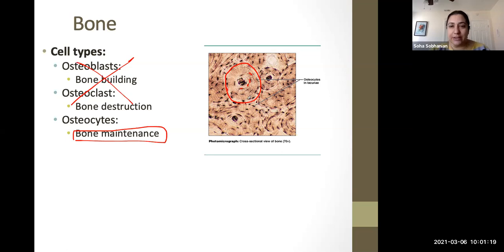The other thing that you see is this circle right at the center of your bone. You can see one right here and one right here. This is called the central canal, and this is where you have your blood vessels and nerves. And one last thing before I forget: the osteocytes, which are these darker spots, are inside a housing called lacuna.